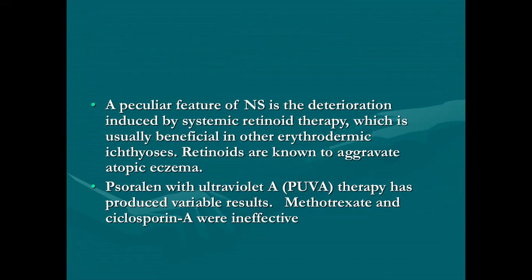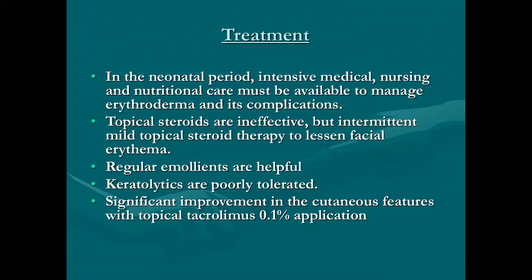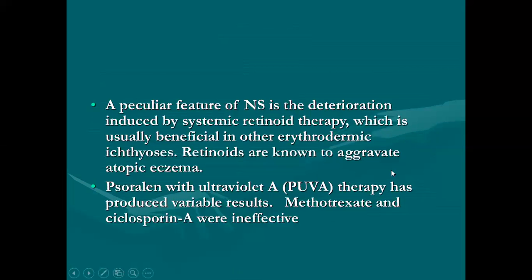Psoralen and UVA therapy, PUVA, and ultraviolet B therapy have had variable results. Methotrexate and cyclosporin are ineffective in this case. So the main management of patients with Netherton syndrome is by emollients and topical tacrolimus with a little bit of keratolytics.